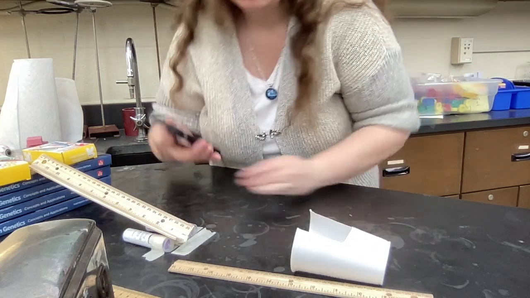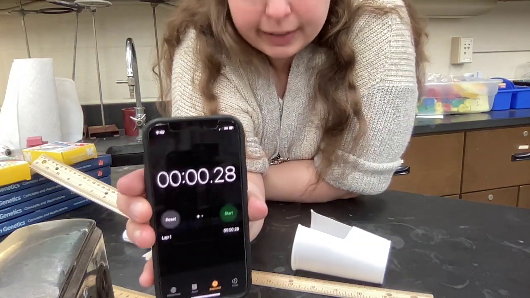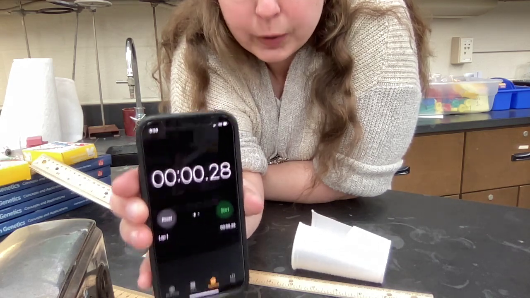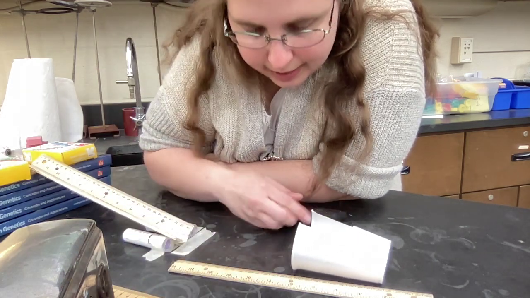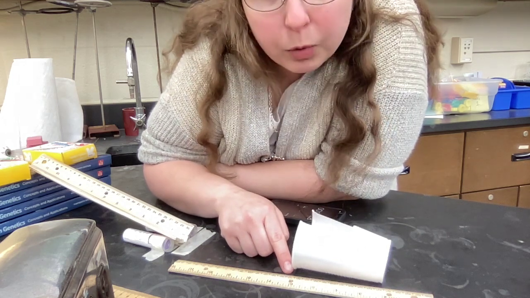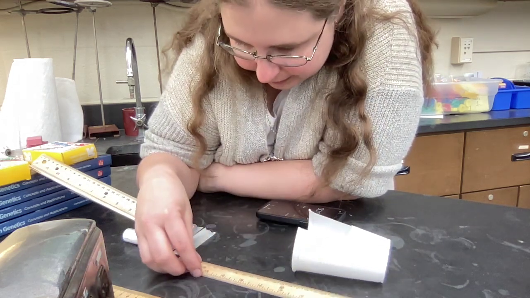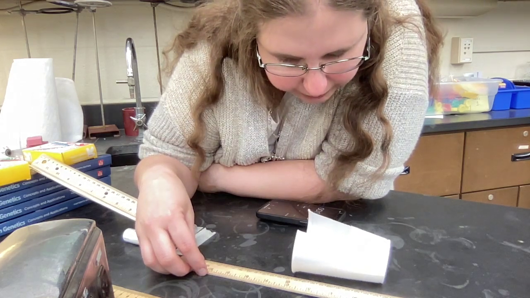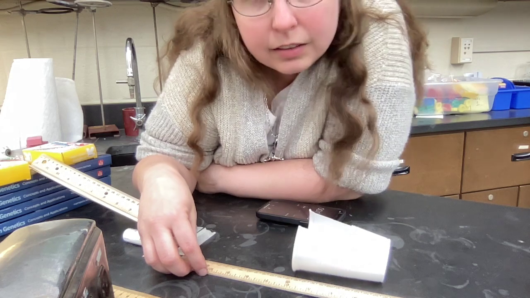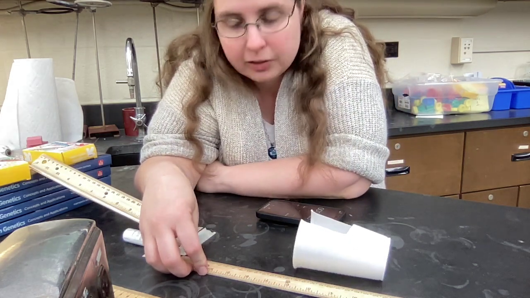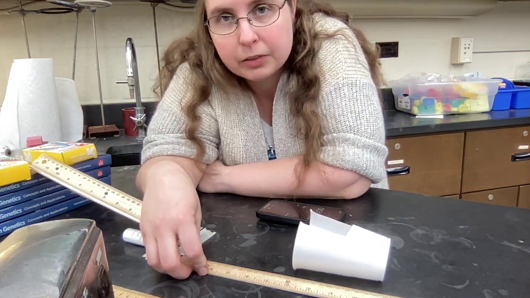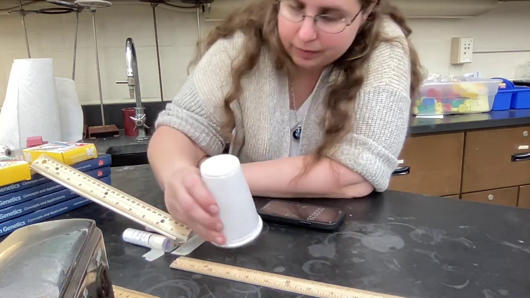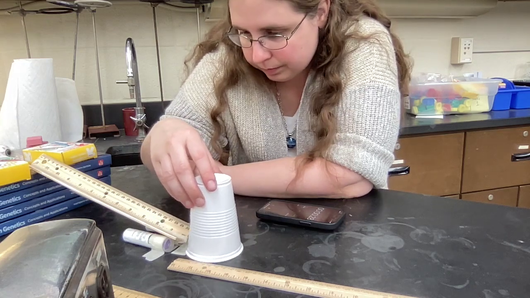Okay, so 0.28 is our time. 0.28 seconds for trial 1, and 15 point, wait, sorry, let me line that up properly. 15.3 centimeters is our distance. Don't forget to convert that to meters.